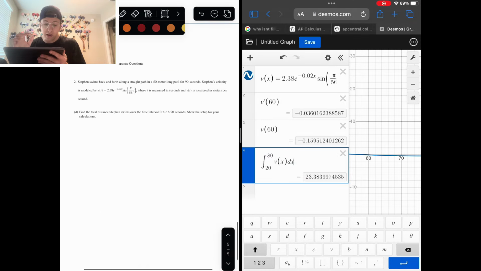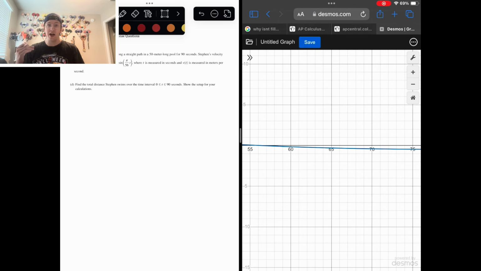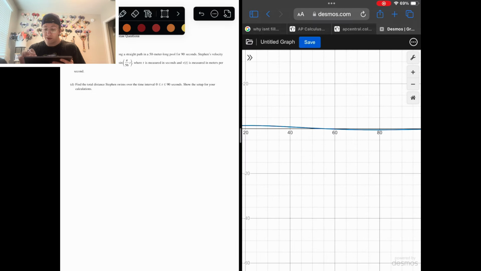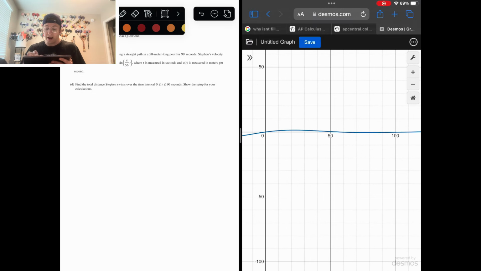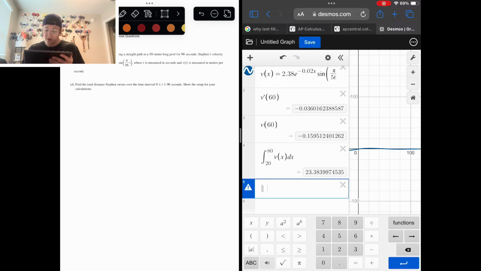Okay, find the total distance Steven swims over the interval from 0 to 90. Show your setup and your calculations. All right, so total distance is a little bit different. We're not looking for displacement. We're not just looking for integrating velocity. We have to do something else to this function. We are going to have to make v of x an absolute value. So what I'm going to do quickly is just graph absolute value of v of x to show you what this looks like.